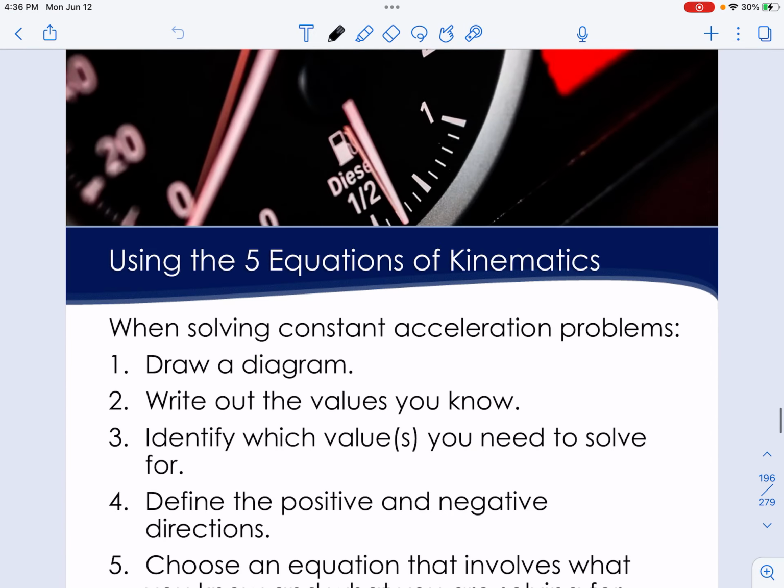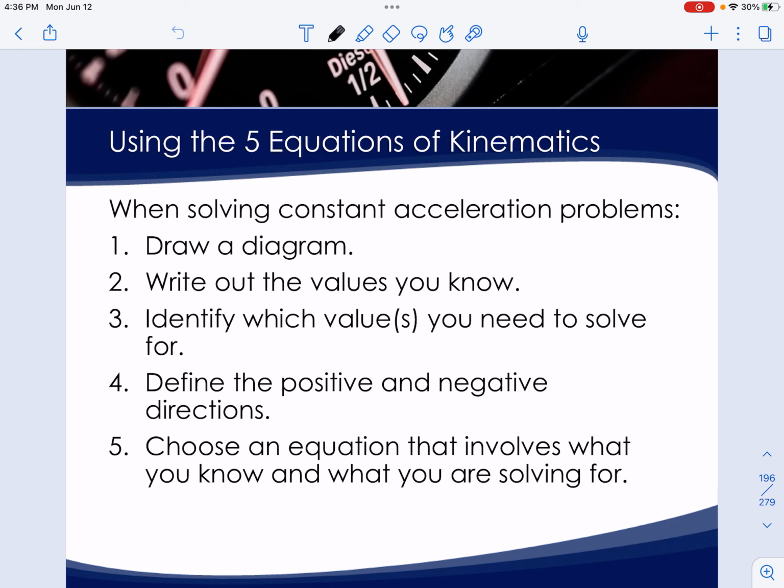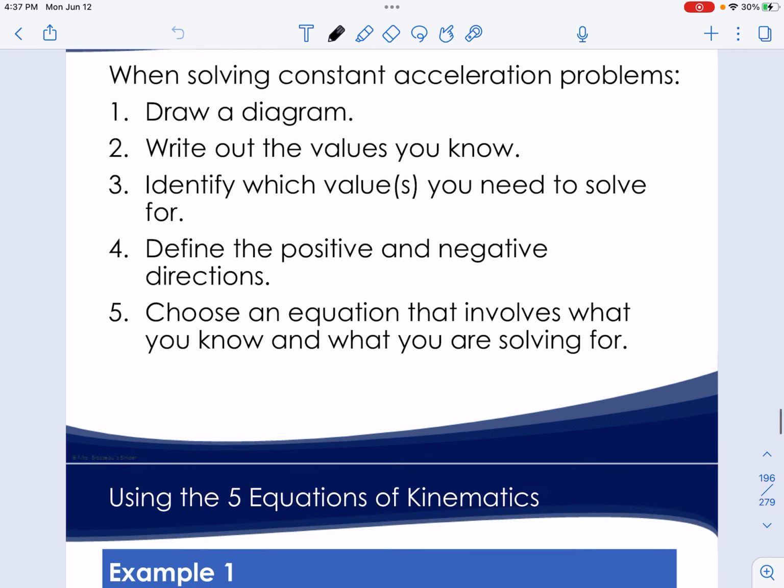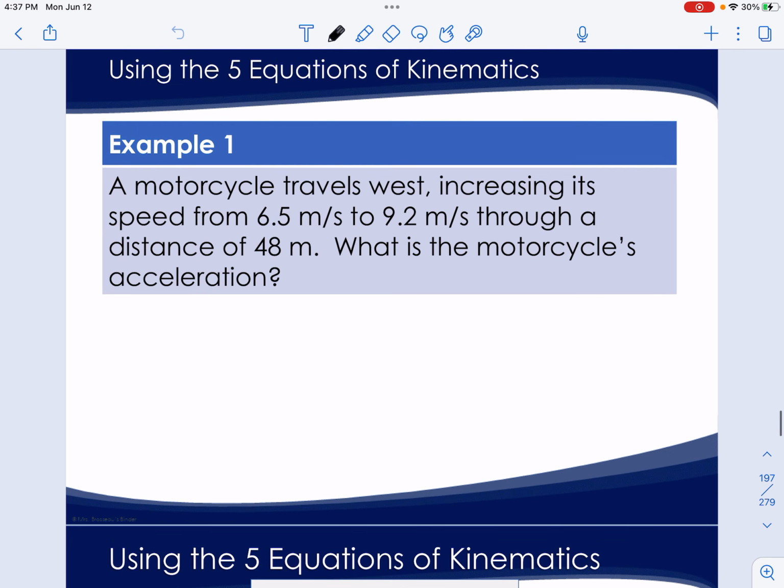Back to our page. How do you solve when you have a constant? Those 5 equations of kinematics all apply to constant acceleration problems. So the first step you should always do is draw a diagram. Write out the values you know and identify which values you need to solve for. Make sure you're looking at what's positive and what's negative directions. And then choose an equation from your list of possible equations that involves what you know and what you are solving for. So let's try this out.